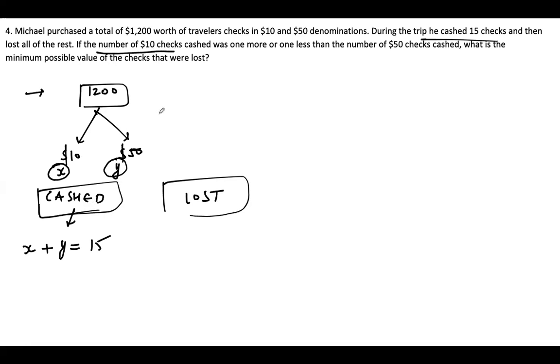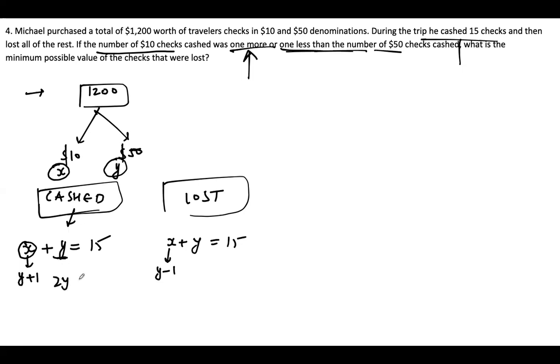If the number of $10 checks cashed in was one more or less than the number of $50 checks cashed. It could be one more. Number of $10 checks, let's say, is one more than $50. So one equation I can make is X equals Y plus 1, and the second equation, for one less than the number of $50 checks, is X equals Y minus 1. So if I solve this, what will I get?